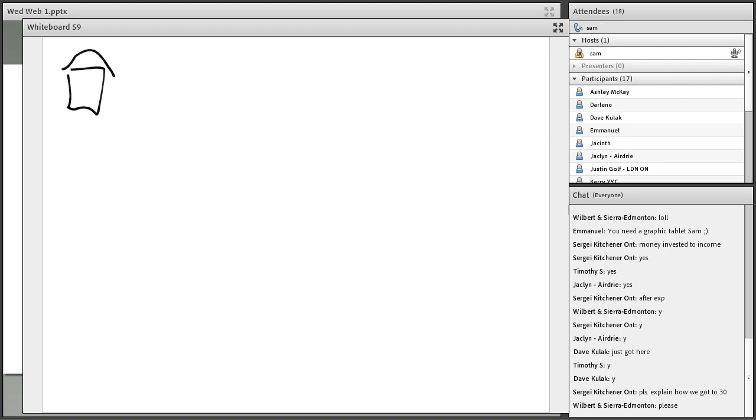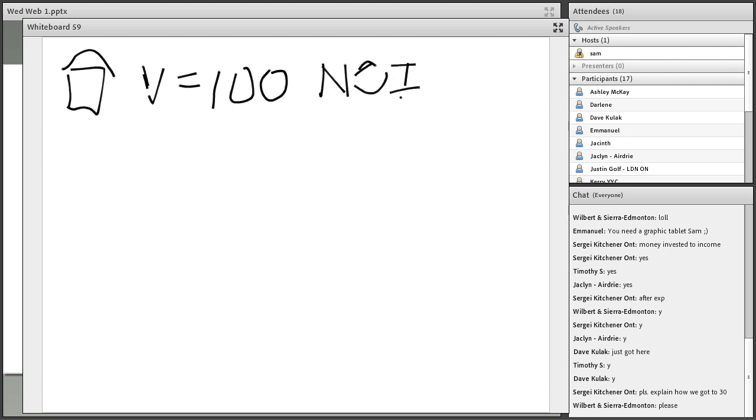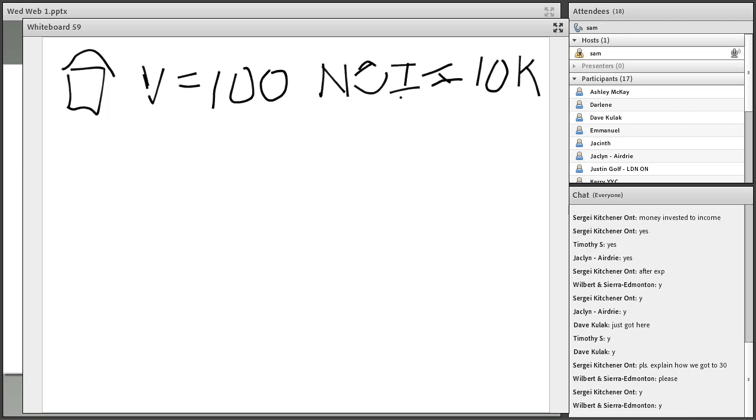Okay, here's the property. Value equals 100K, okay? Net operating income equals 10K per year, okay? Everybody got that? So net operating income is 10K per year, okay?